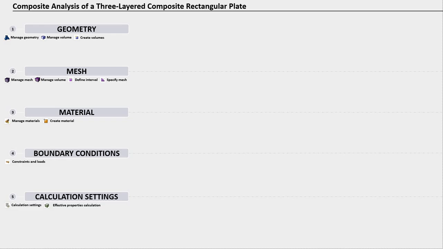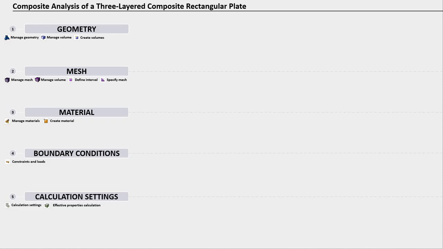In this example, we will create a 3-layer composite plate using different material properties. For each layer, the layers will consist of fiber material and matrix material. The first step in this composite analysis is to create the geometry.